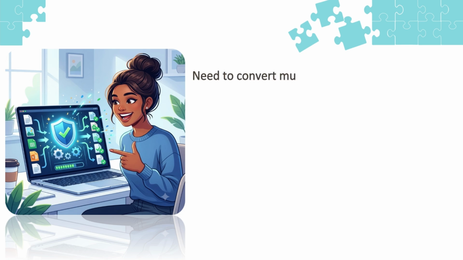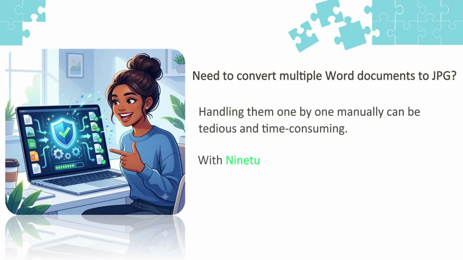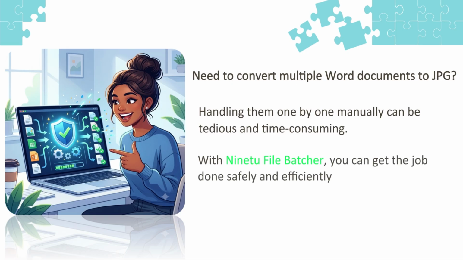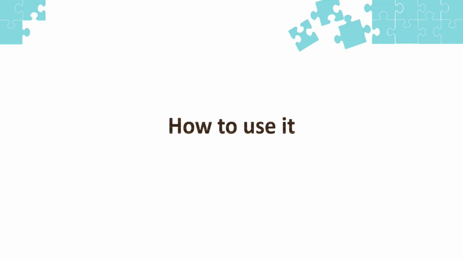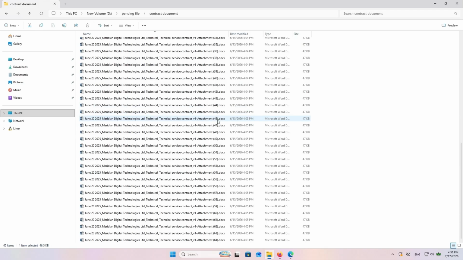Need to convert multiple Word documents to JPG? Handling them one by one manually can be tedious and time-consuming. With Ninetu File Batcher, you can get the job done safely and efficiently in just a few clicks. We have about 60 Word documents that need to be converted.